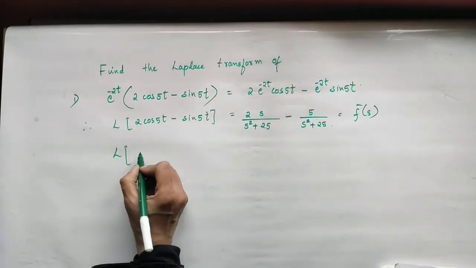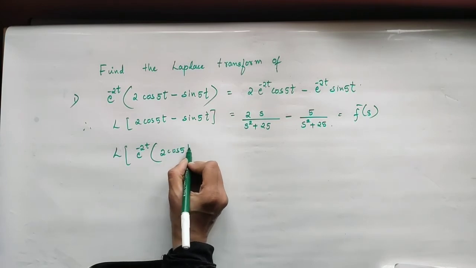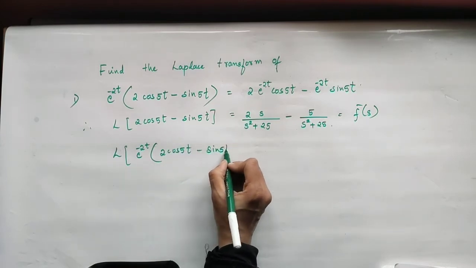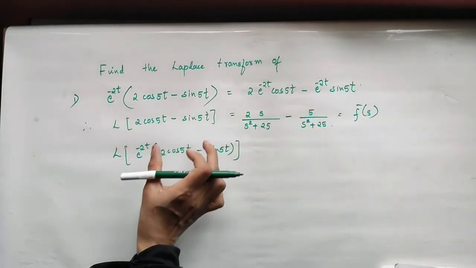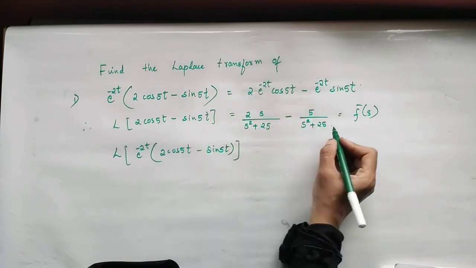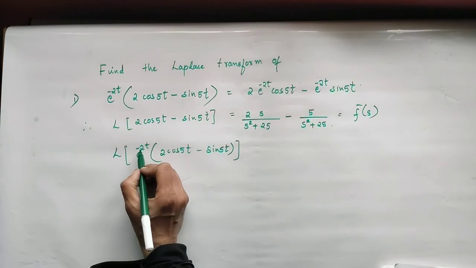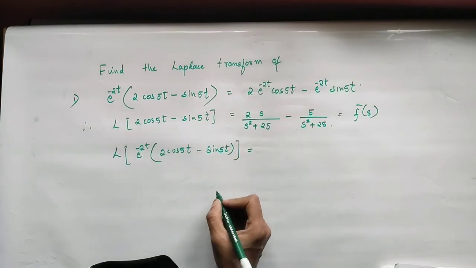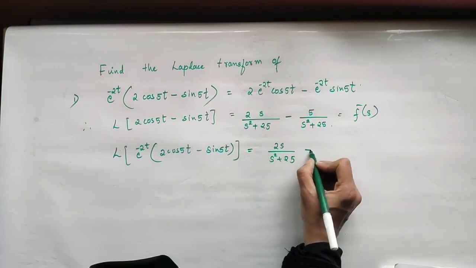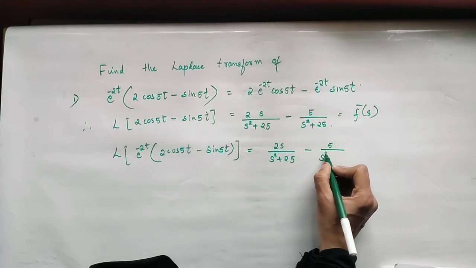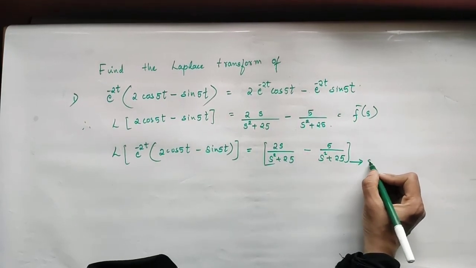Now we want the Laplace transform of e to the power minus 2t times 2 cos 5t minus sin 5t. However, you have found the Laplace transform of this bracket, that is, the Laplace transform of that f of t. Now in this you have to replace every s by s minus a. The value for a is minus 2 here. So it becomes the same thing, 2s divided by s square plus 25 minus 5 divided by s square plus 25. In this f bar of s, you have to change s.